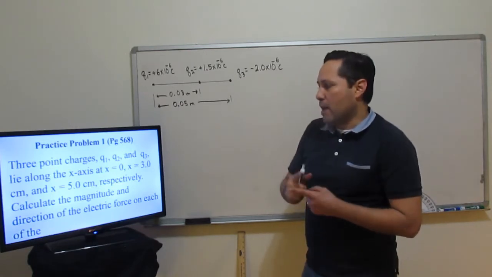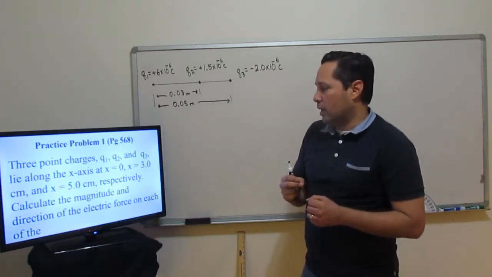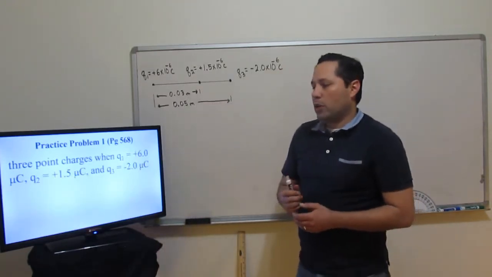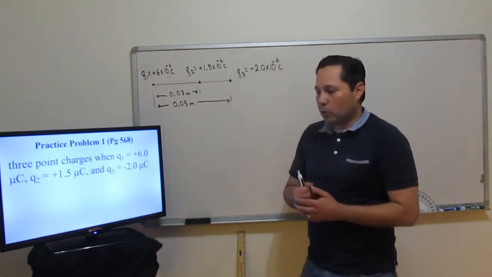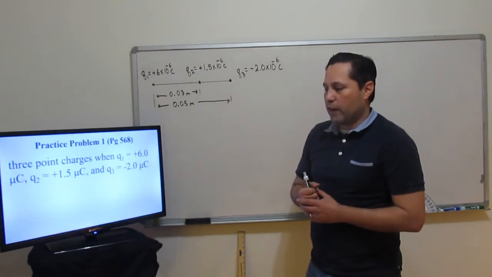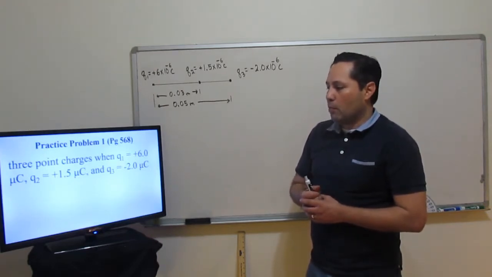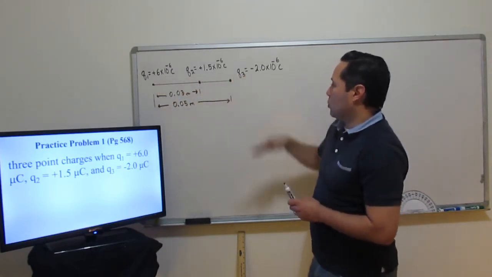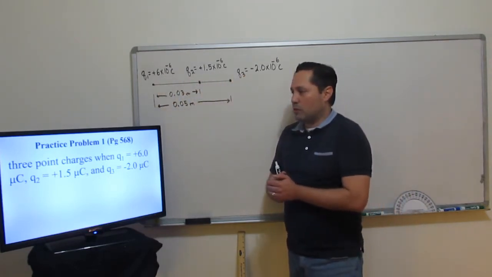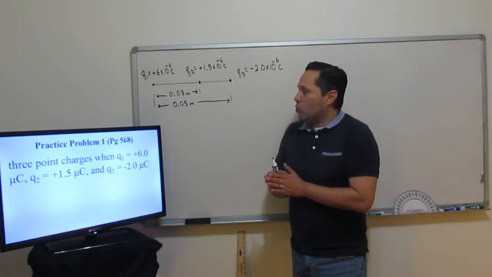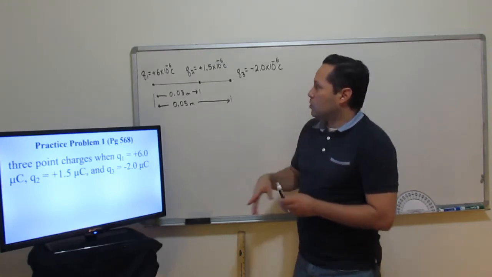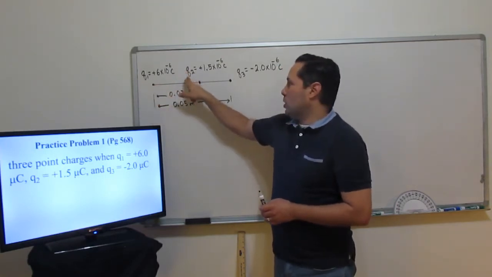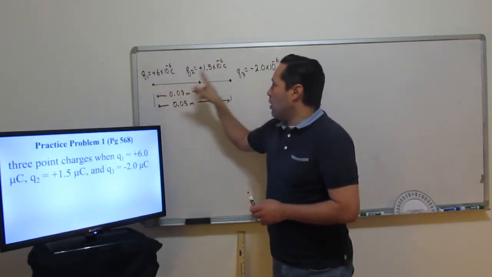Then they ask you to calculate the magnitude and direction of the electric force on each of the 3 points if the charges are 6 microcoulombs, positive 1.5 microcoulombs, and negative 2.0 microcoulombs. I also took the liberty of changing them from microcoulombs to just coulombs, just to save us a little bit of time. Alright, so our first objective is going to be to figure out what is the force between 1 and 2, between 2 and 3, and between 1 and 3.